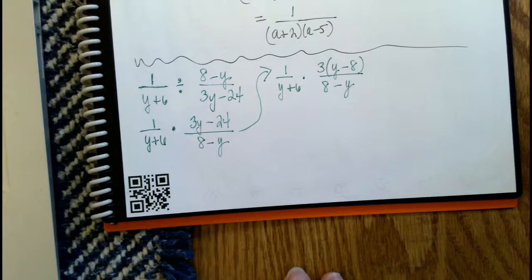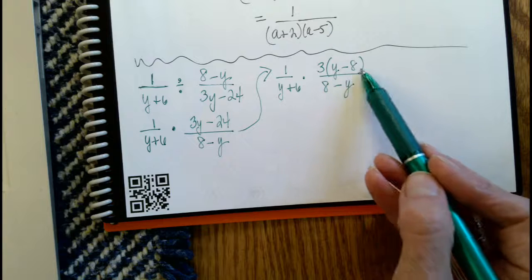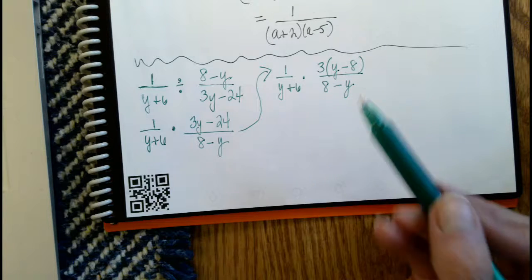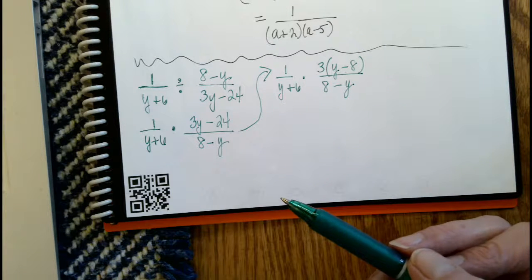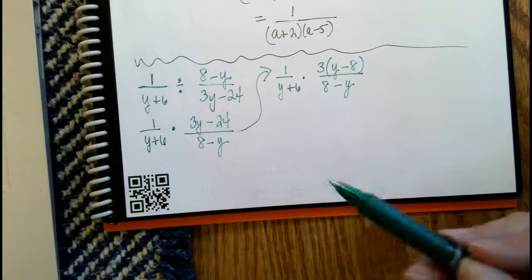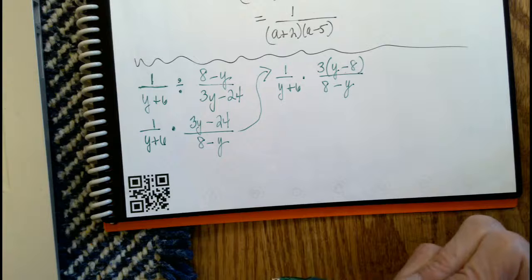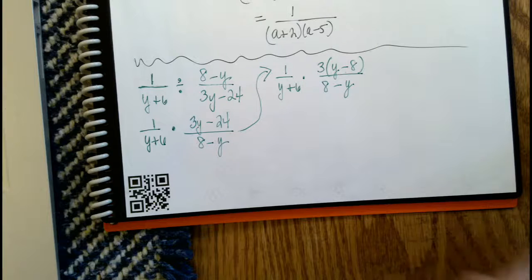Well, the thing is, y minus 8 and 8 minus y are almost the same thing. But if you do want to get technical when you're dividing, once we get to this point here, what we're looking for is something that's exactly the same on the top and the bottom. And y minus 8 and 8 minus y are not exactly the same. But we can make them the same.